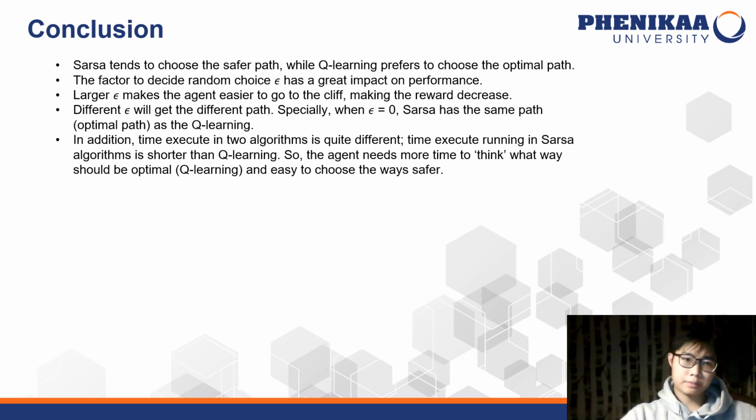Before we finish this project, we have some conclusions. SARSA tends to choose the safe path while Q-learning prefers to choose the optimal path. As the factor deciding the random choice, epsilon has a great impact on performance, and a larger epsilon makes the agent more likely to go to the cliff, making the reward decrease. Different epsilon gives a different path, and especially when epsilon is equal to 0, SARSA has the same optimal path as Q-learning.